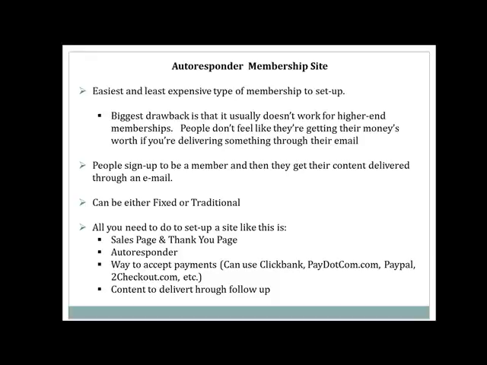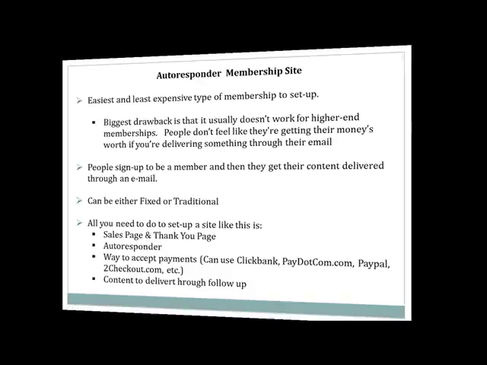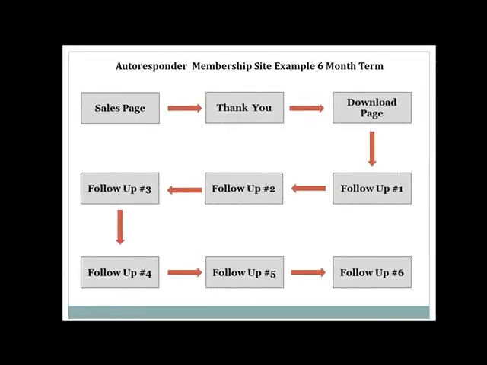You could just use PayPal if it's just you and you're not going to have affiliates. You could use 2checkout.com, your own merchant account. You get the idea, but really you could use almost anything. Basically the content is delivered through the follow-up sequence, and that's what's most important as far as an autoresponder membership site. So here's kind of an example.